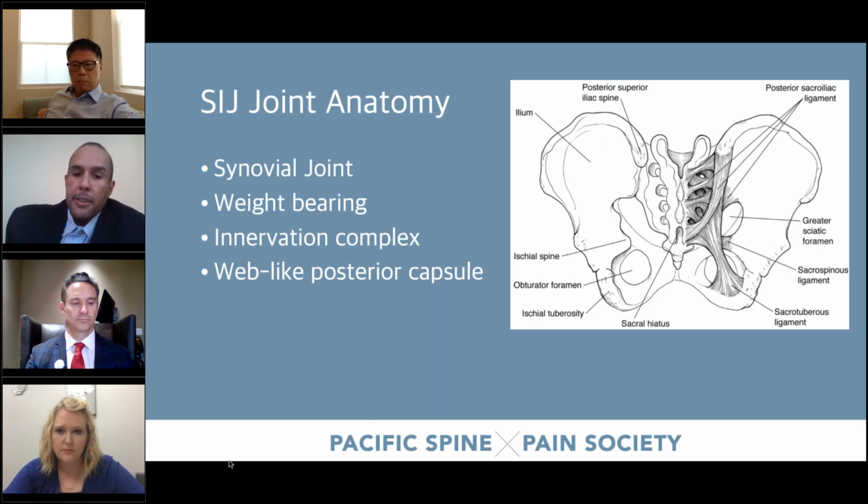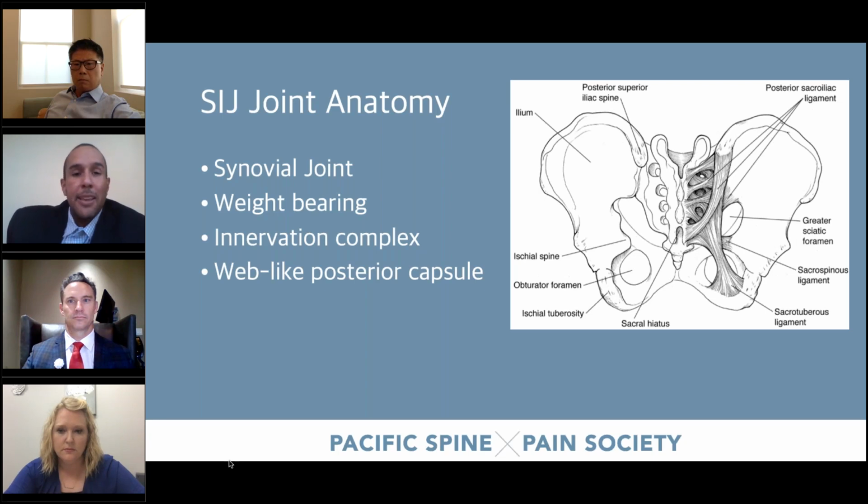And the reason that's important to understand is that the capsule is the posterior part of that joint. So a lot of times when we're looking at our patients and the sacroiliac joint, and you're trying to decide what kind of treatment option to use, an intra-articular injection is very different than a lateral branch block for the sacrum.